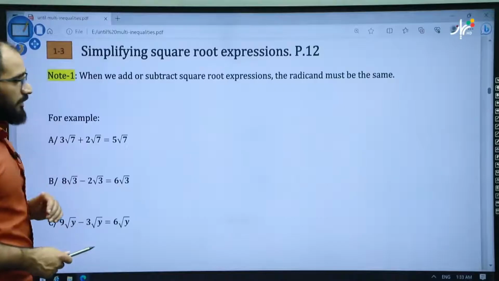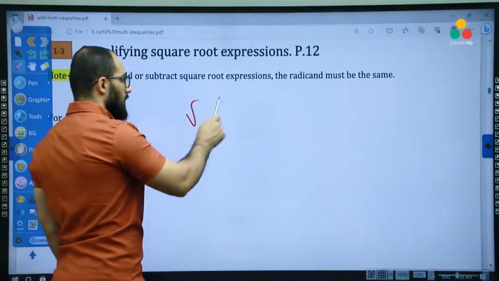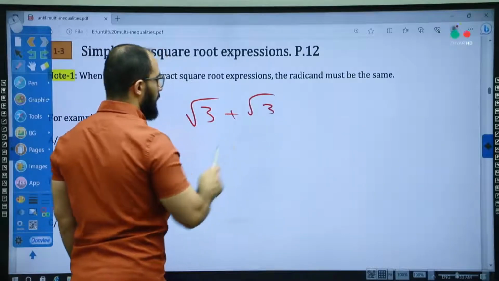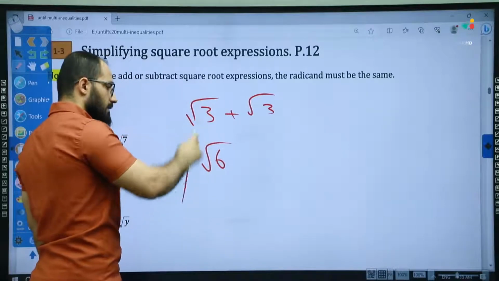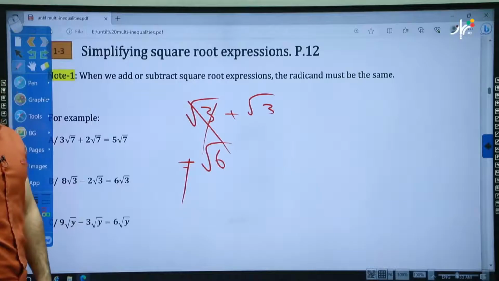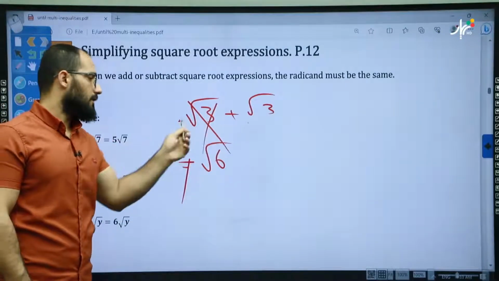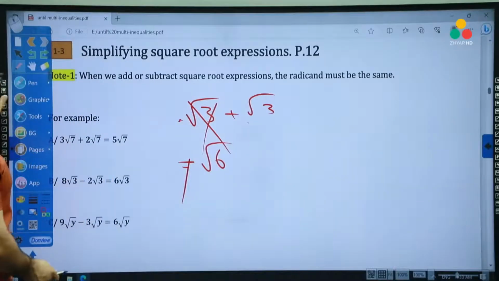Sometimes students are going to make a big mistake. For example, you have square root of 3 plus square root of 3, and they are going to say this is going to be square root of 6. And it is not true, because when you add or subtract square roots, we are going to add or subtract the number that you have in front of them. This is about adding and subtracting.